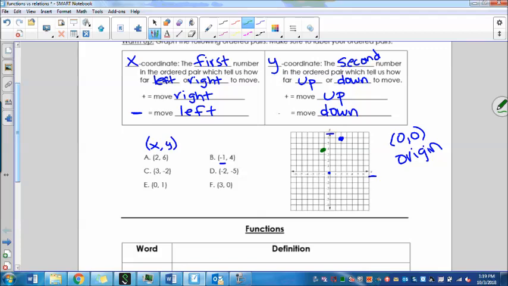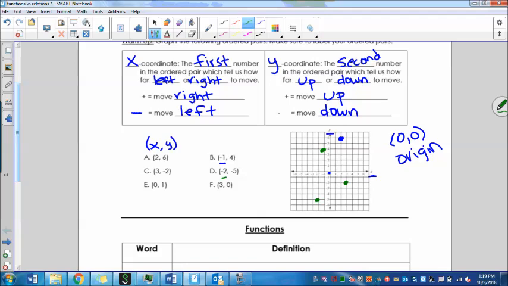For C, we're going to go to the right 3, and then down 2 because it's negative 2. So there's C. D is at negative 2, negative 5. So first, since our x is negative 2, we're going to go to the left 2. So left 2, and then negative 5, you go down 5. So there is our D.